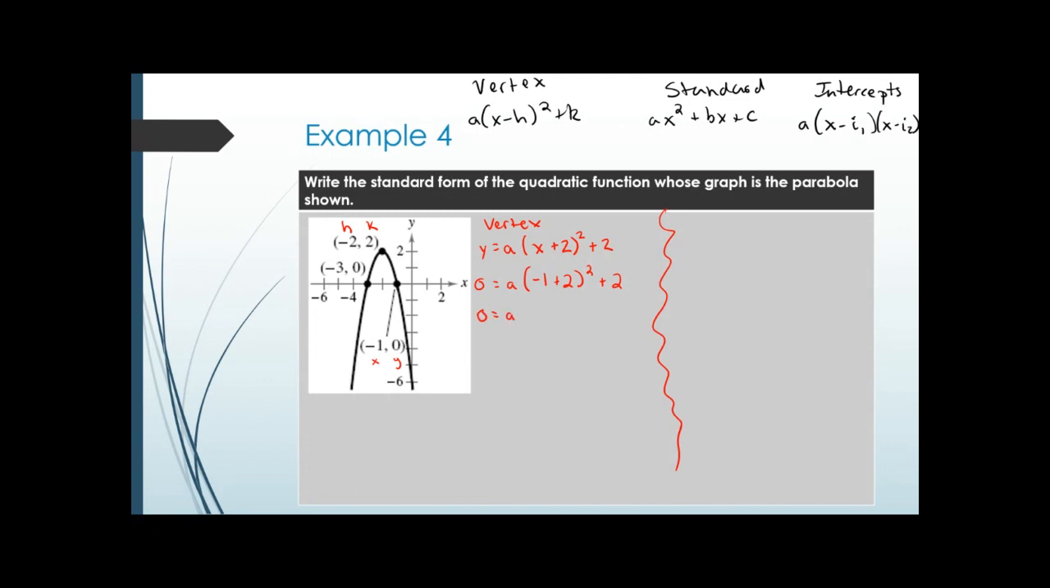So I have 0 equals a, and then -1 plus 2 is 1, so that's 1 squared plus 2. So 1 squared is 1, so that's just a times 1 plus 2. So we have 0 equals a plus 2. So you subtract 2 from both sides, you get a is equal to -2. And so now we have our equation in vertex form, because now I know what a is. So it's -2 (x plus 2) squared plus 2. A lot of 2's in this one.